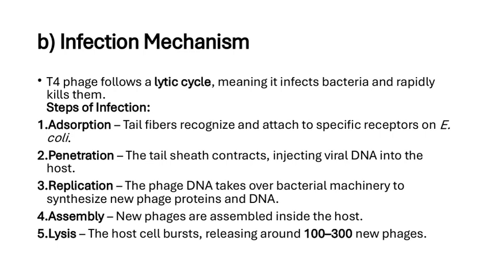Finally, we have lysis. The bacterial cell bursts open, releasing a large number of new phages, typically between 100 and 300. These new phages can then go on to infect neighboring bacteria, continuing the cycle. This entire process exemplifies how the T4 phage efficiently propagates by rapidly killing its host and producing many progeny, which ties back to the overall theme of viral infection strategies.